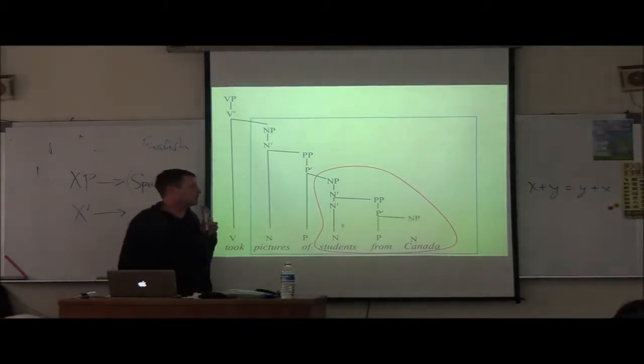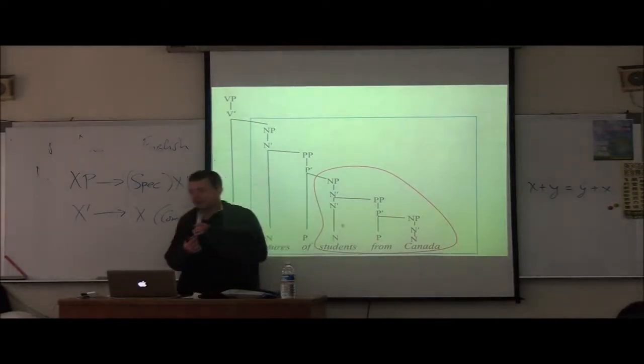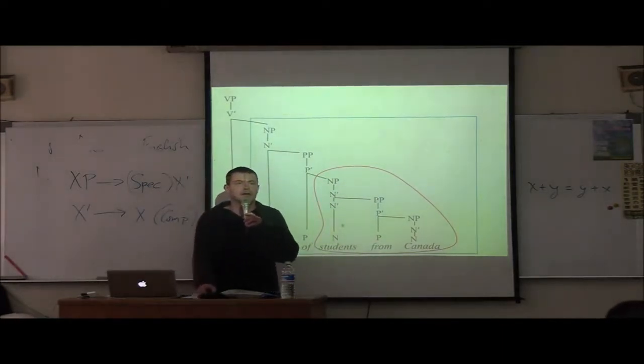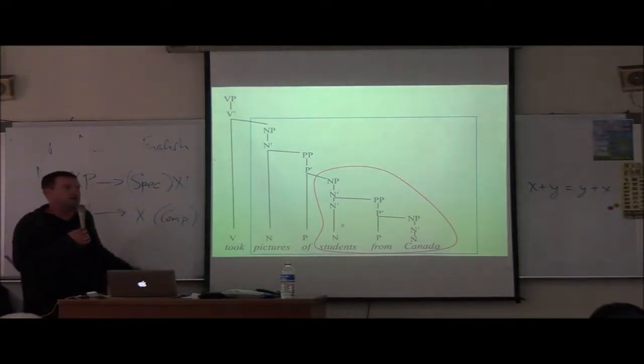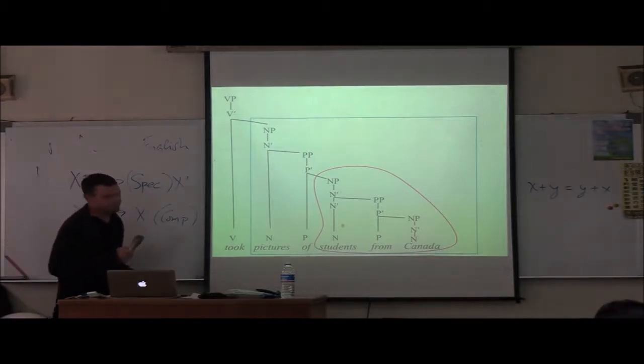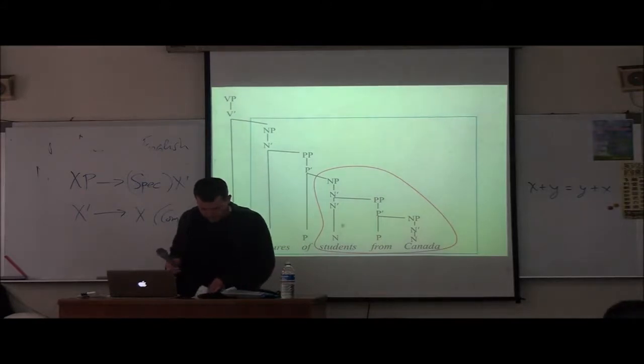And then from Canada is easy. It's just a preposition and its object, meaning a preposition and its complement. And then Canada is just an NP, which is the mother of an N bar, which is the mother of the noun. Questions about this?